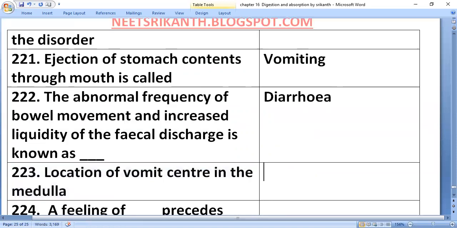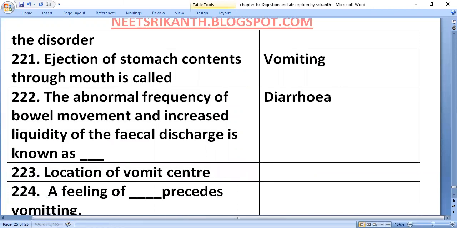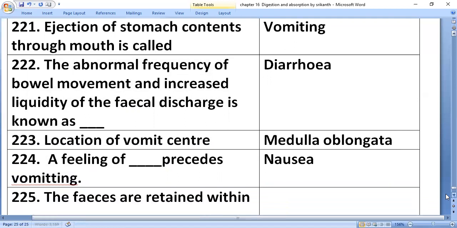Location of the vomit center: medulla oblongata. A feeling that precedes vomiting we call nausea.